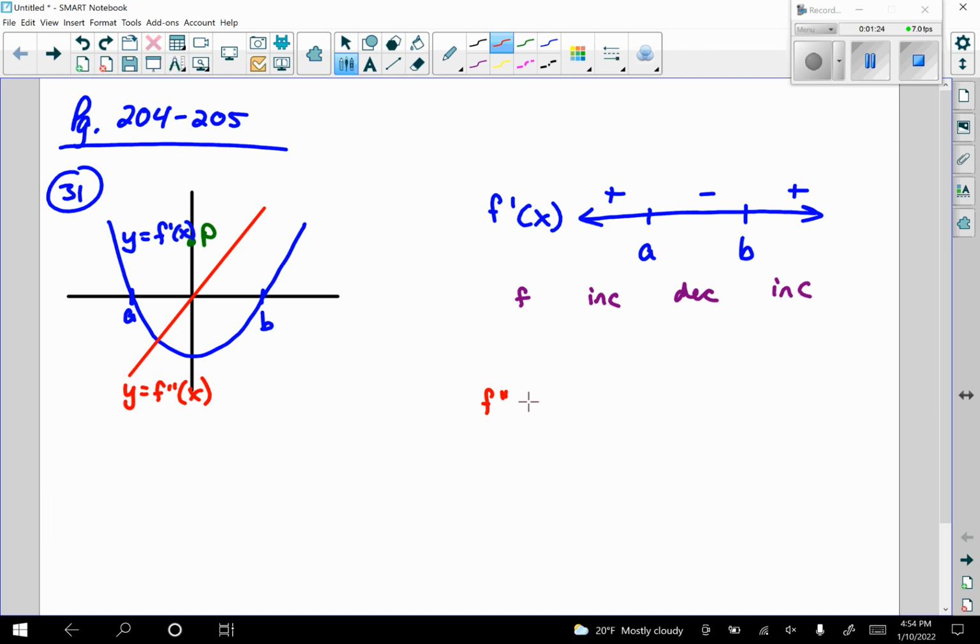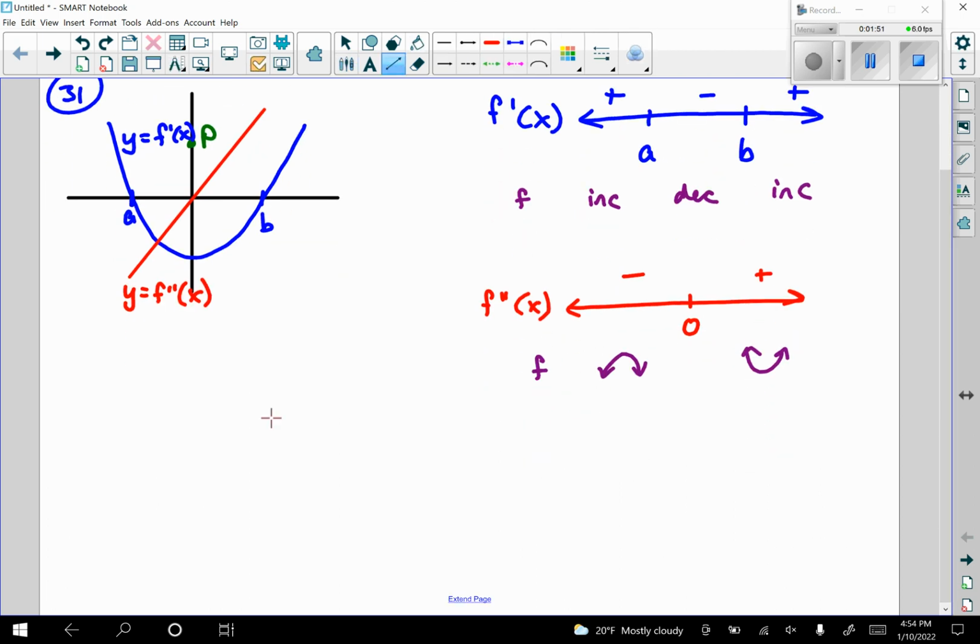And then we can make a second derivative number line. Now here I see that it's just this line that definitely goes through the origin, so 0 is my critical number. Now before x equals 0, my second derivative is negative, and then on the other side it's positive. So this tells me my function f is concave down and then concave up.